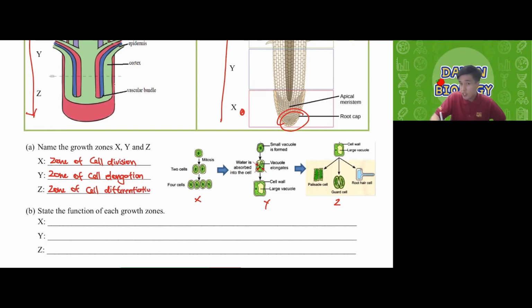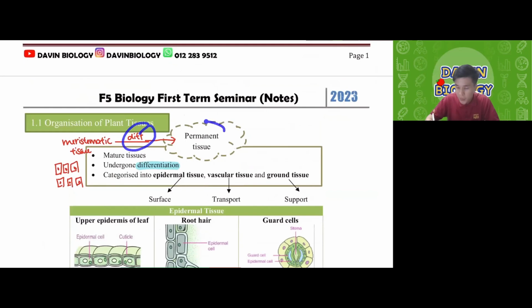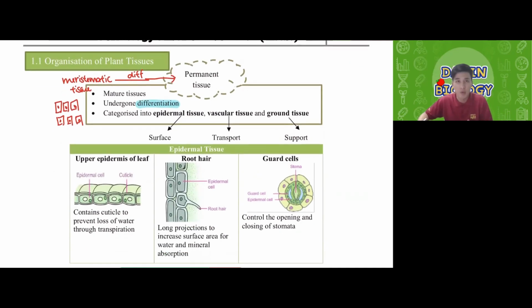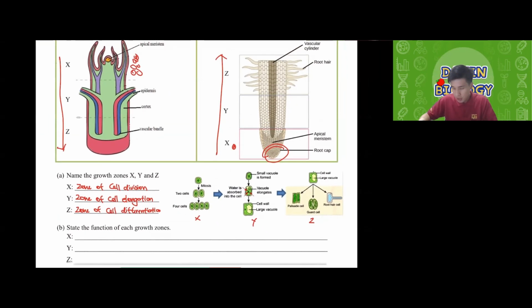So just now we mentioned differentiation, right? At the last zone, once the cell finishes forming, it will start to differentiate to become permanent tissue. So at the third zone, these baby cells will start to grow into cells with a function, permanent tissues. Get it? All right, so we're going to continue.